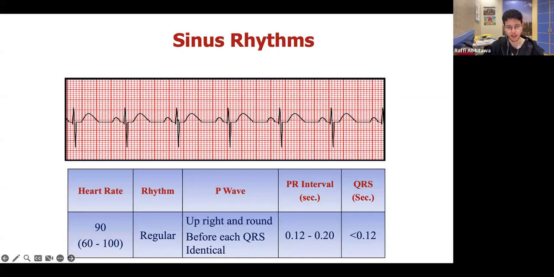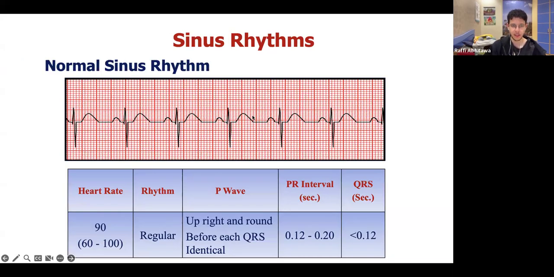So let's break it down. Systematically, the first thing you want to do is look at the rate and the rhythm. The rate you can see here is 1, 2, 3, around 4 big boxes, so this is a normal heart rate. The rhythm is regular. The P wave looks normal, the QRS is normal, and the ST segment is also normal. The axis we can't determine, but we'll assume it's normal. So what do you guys think this is? This is normal sinus rhythm.